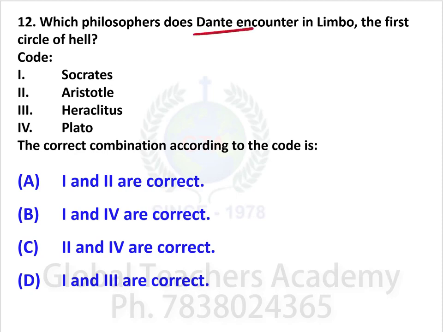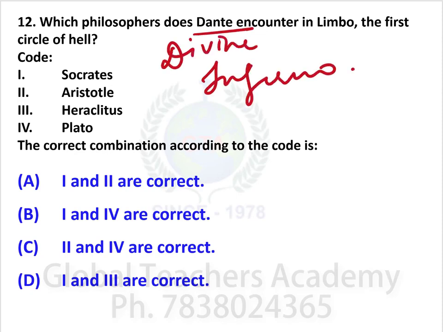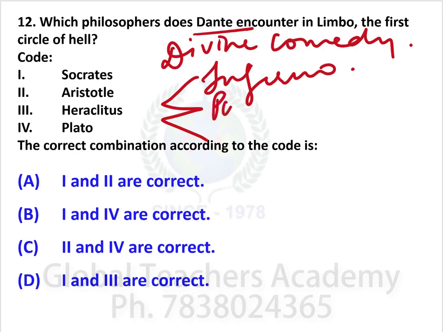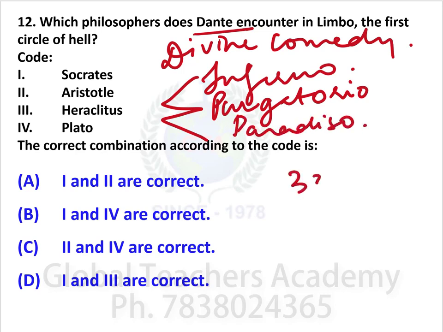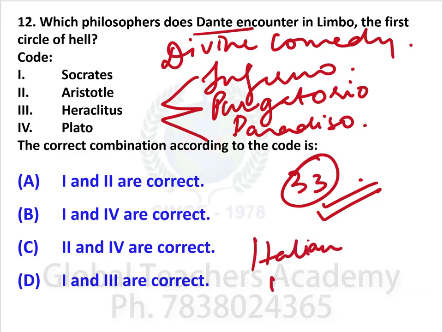A little bit about Dante. Actually, Dante's Divine Comedy, divided into 3 parts: Inferno, Purgatorio, and Paradiso, each having 33 cantos. It's a question that has already been asked, and this is a question that we've already discussed also. It's a text written in Italian, more appropriately Tuscan.